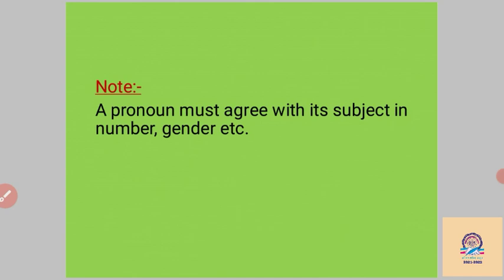So in short, a pronoun is used to stop the repetition of a noun. To avoid the repetition of a noun in a sentence, we use a pronoun. In short, a pronoun is used instead of a noun. In other words, a pronoun is used to avoid the repetition of the same noun.